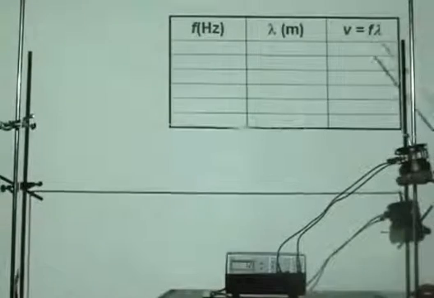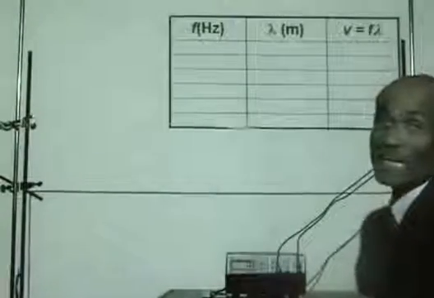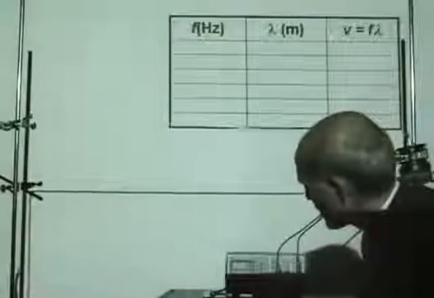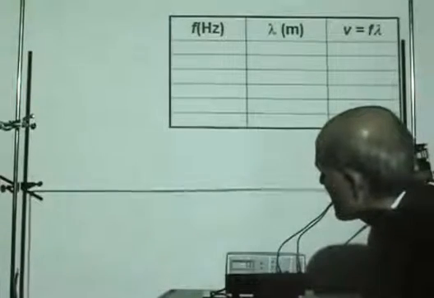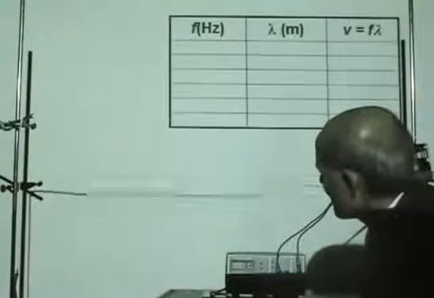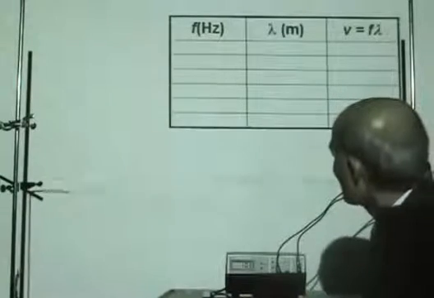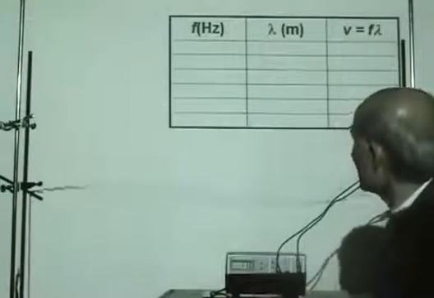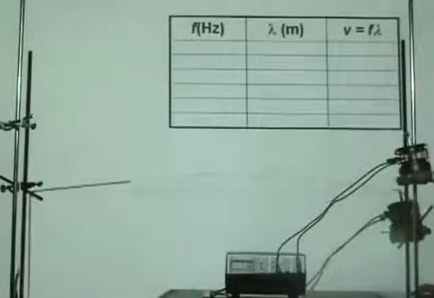All right, what I'm going to do is increase the frequency so that we see the string vibrating in one segment. All right, we're going to get one segment. I'm going to increase the frequency and watch this. Well, what is my frequency? This time, my frequency is 11 hertz. Okay, I'm sure you can read it. So, let's write down that frequency. The frequency is 11 hertz.